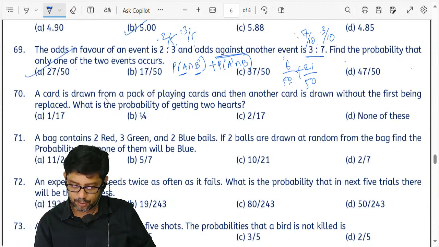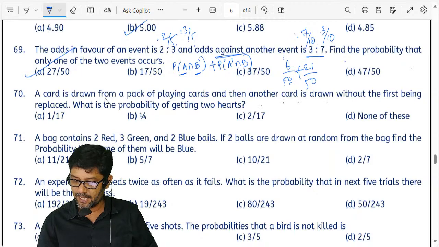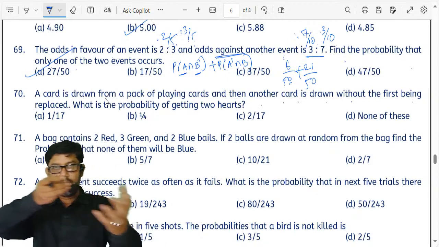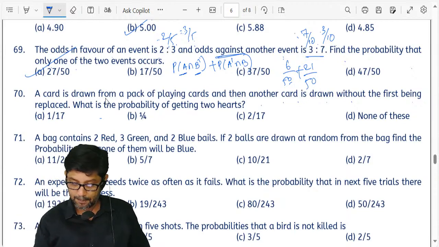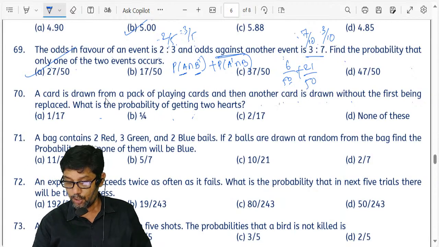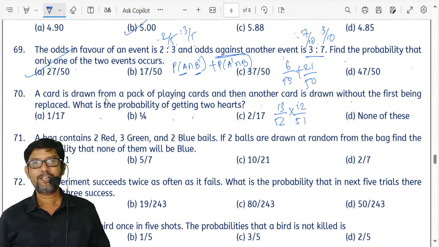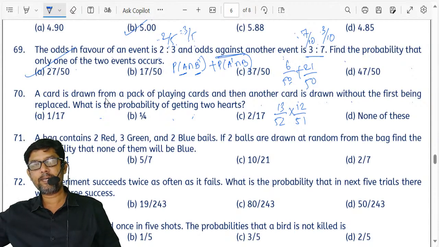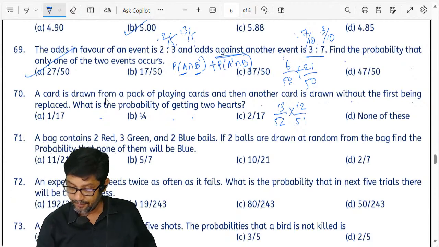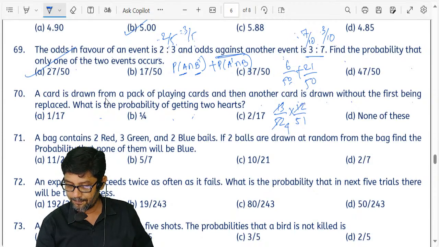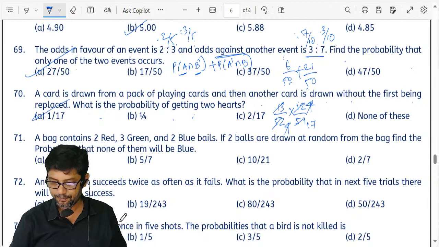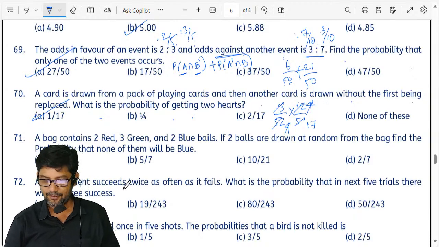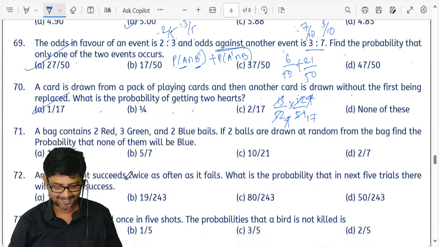Next, a card is drawn from a pack of playing cards and then another card is drawn without the first being replaced. What is the probability of getting two hearts? So first one is also hearts, second one is also hearts. Am I right, my dear? First one heart is 13/52. Card is kept aside. Another card is drawn, so 12/51. So 4s are 4, 3s are 17. I am getting 1/17, my dear. Option A. Venkat Narayan Sami said option wrong. No, man, I did wrong.